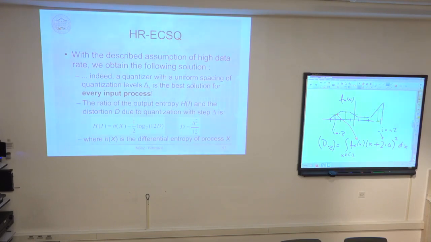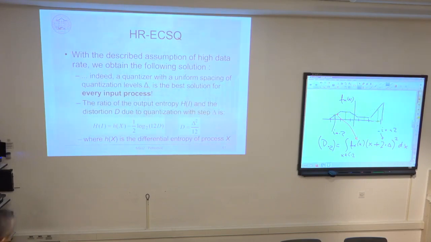Okay, to achieve the least rate for the desired quality, you would simply use a uniform scalar quantizer with a step size delta, followed by the entropy model. And you would get the output rate that is the least possible rate for this distortion. So the relationship between the output entropy, H of I, and the distortion that is introduced due to quantization with step size delta is given by this expression.